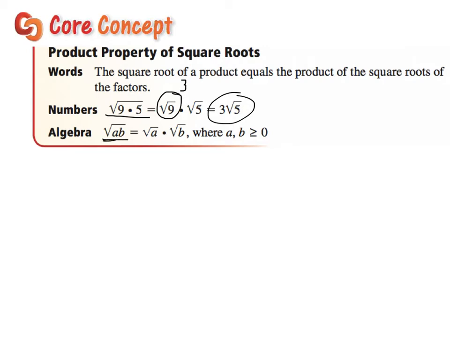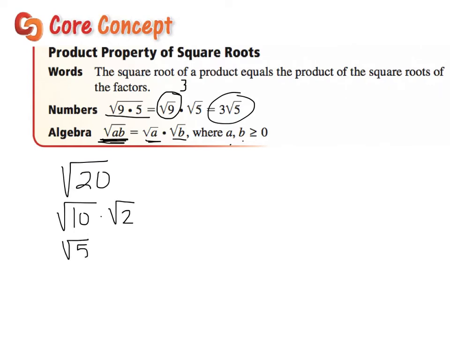In algebra terms, you can take the product of two factors and separate them, where a and b both have to be greater than or equal to 0. We're only talking about values that are greater than or equal to 0. So for example, I could take the square root of 20, and I could break it up into the square root of 10 times the square root of 2. I could break it up into the square root of 5 times the square root of 4. I could also break it up into the square root of 1 times the square root of 20, all using this property. But only one of these can be simplified, and here's where we're going with this.